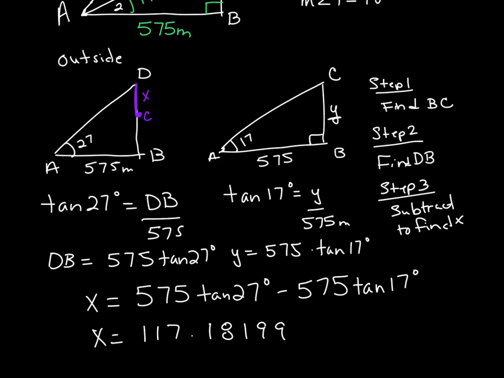So x is equal to 117.181. My notes at the top say to round to the nearest hundredths, which means rounding to the nearest second decimal place. So we're going to make x equal to 117.18, and that is a length. So x is 117.18 meters.